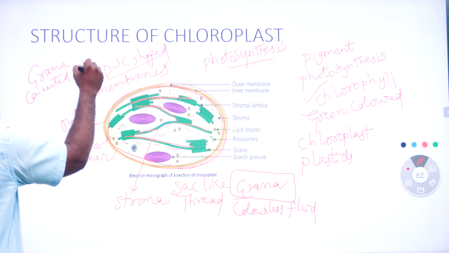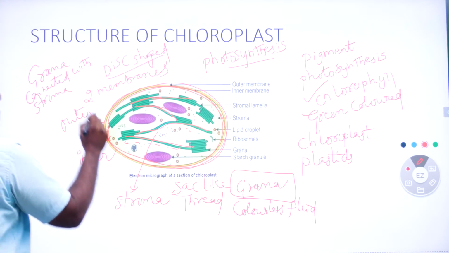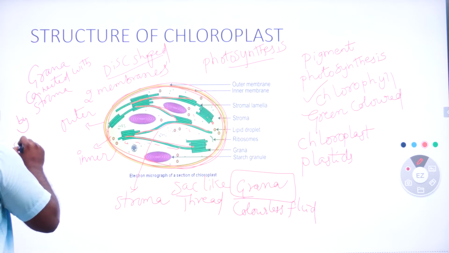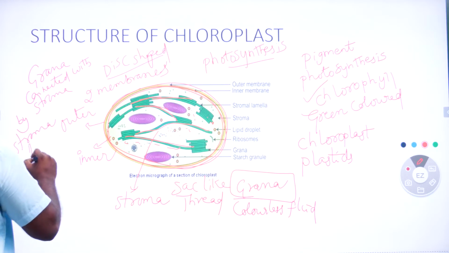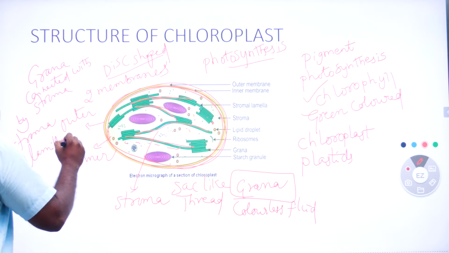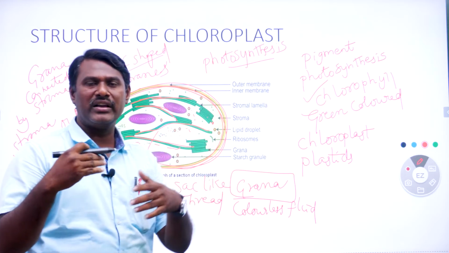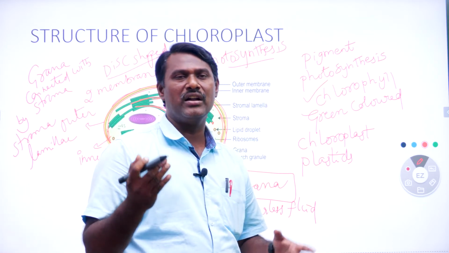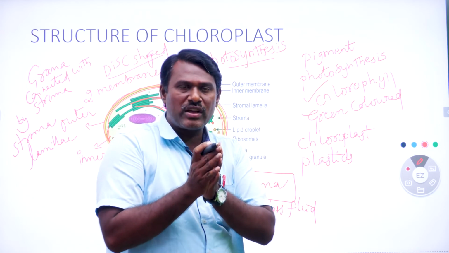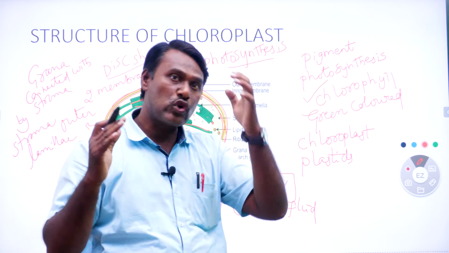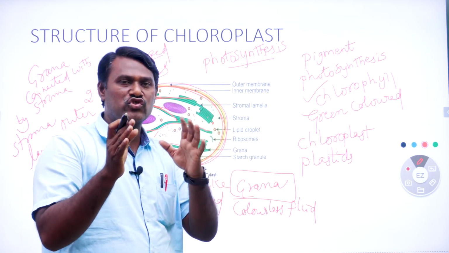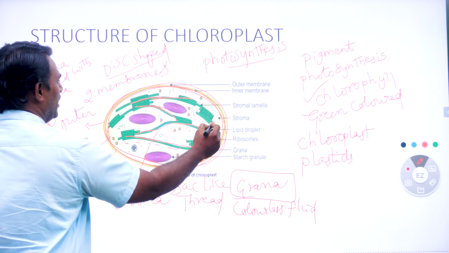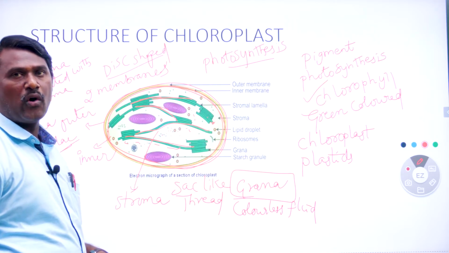Now this grana is connected with stroma. As you can see here, grana is connected with stroma here, and that connection we can call stroma lamellae. So grana are sac-like or thread-like structures present within the chloroplast. Within the chloroplast we find colorless fluid that we call stroma. Grana is connected with stroma by stroma lamellae. This particular zone we can call stroma lamellae.